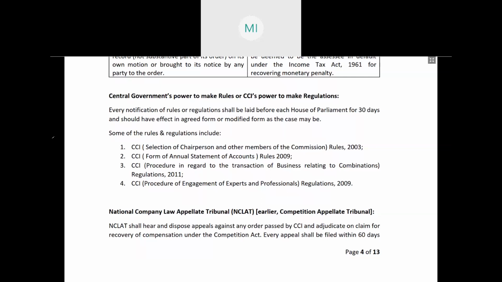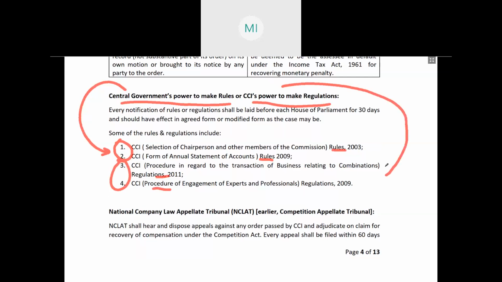Apart from this, there is a power to make rules. Here again, carefully observe the terms: central government's power to make rules, whereas CCI's power to make regulations. Just see these examples: these are the rules which are made by the central government, whereas these are regulations issued by the Competition Commission of India.